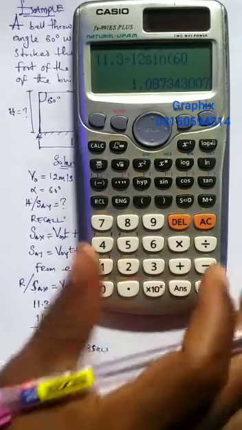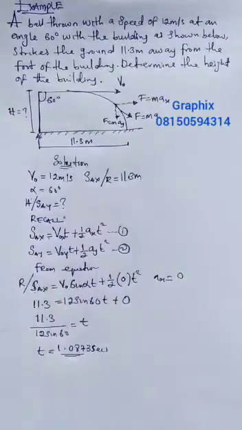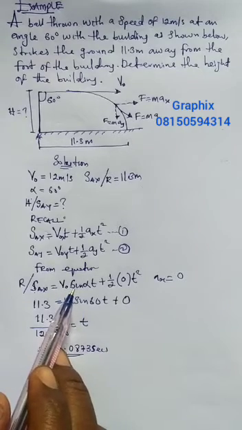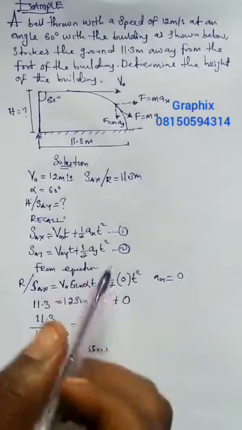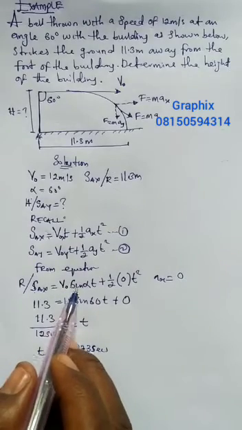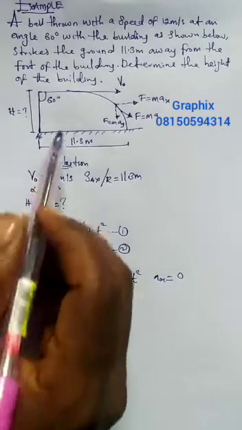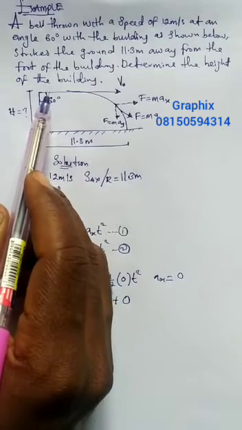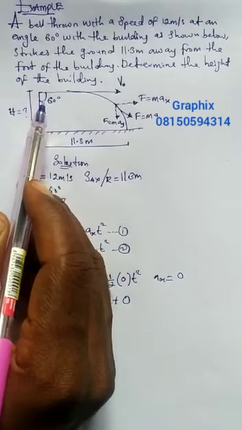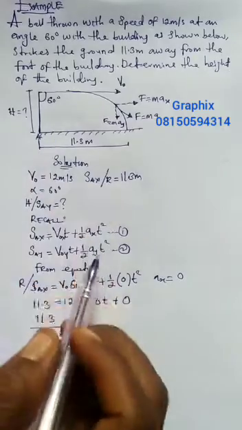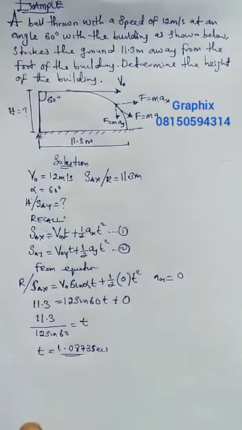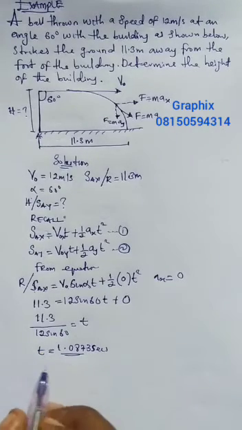Now if you look at this, I'm using V0 sine alpha because this force is inclined to the vertical. Assuming it is inclined to the horizontal, it will not be V0 sine alpha, it will be V0 cos alpha. Are you getting me now? So now we proceed. Now we've gotten our T.